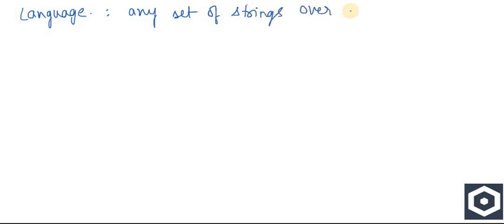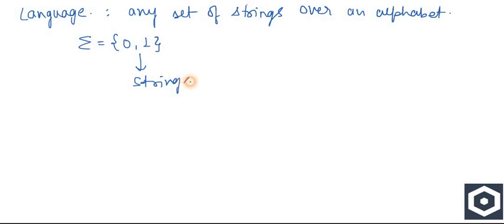Now let us move on to language. Language is defined as any set of strings over a given alphabet. Suppose that there is an alphabet 0, 1 and we form some strings over this alphabet, and we take any set of such strings. That set will form a language.